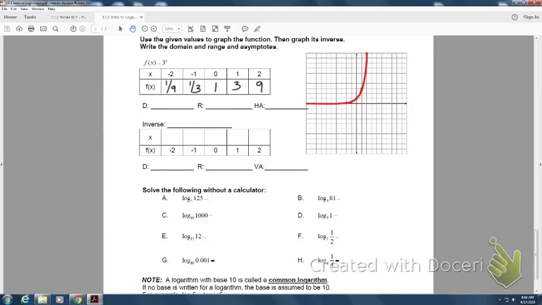Okay, so what's the domain of that graph? All real numbers. Sierra, what is the range? 0 to 1. Jacob, what is the horizontal asymptote?